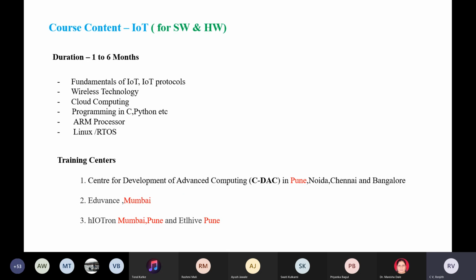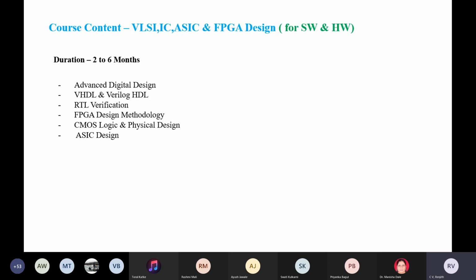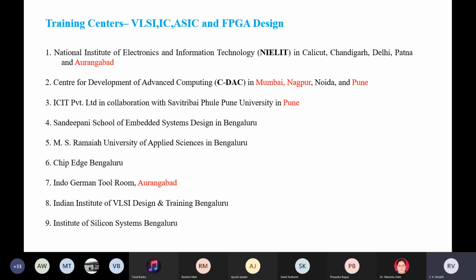Then IoT also, a lot of institutes are offering the program where they'll teach you IoT protocols, cloud and the process, etc. So you can do these courses. And VLSI is a very vast domain, so you need to be very clear what you need to do. Whether you want to work in front end, layout and so on, accordingly you choose the courses. There are a lot of institutes, but CDAC is typically for front end design. And if you want to work more towards layout, Bangalore is the best place to go. There are a lot of institutes in Bangalore.